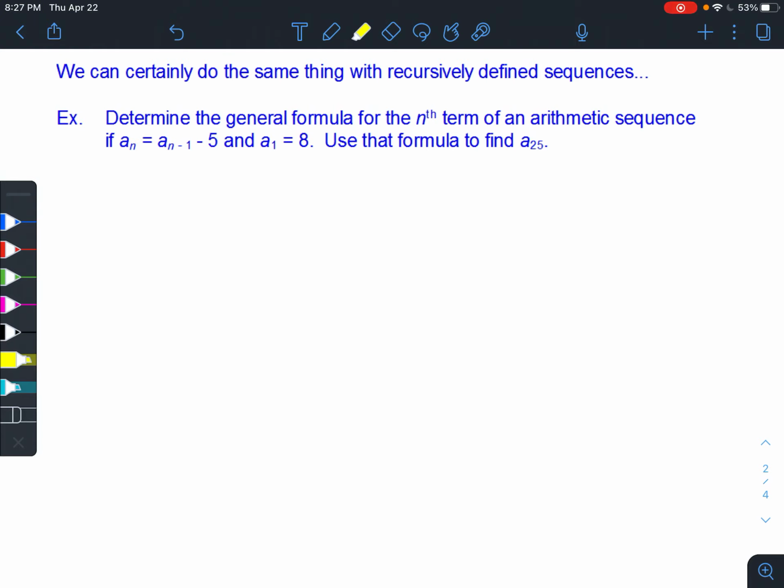Okay, so I want to determine the general formula for the nth term of an arithmetic sequence with a sub n equals a sub n minus 1 minus 5. Sorry, I garbled that a little bit there. And then a sub 1 equals 8.